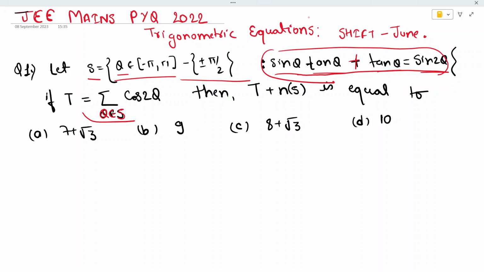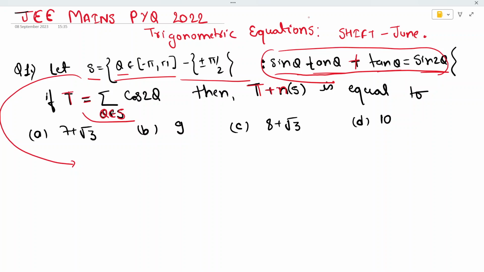Now on that theta we define a summation T, theta belonging to S, of cos 2 theta. Then they are asking about T plus n of S. n of S means the cardinality of S, that is, how many elements there are in it. So let's first solve S.